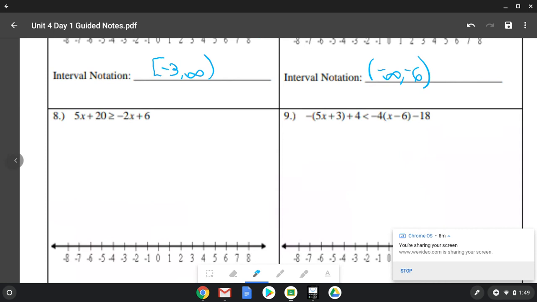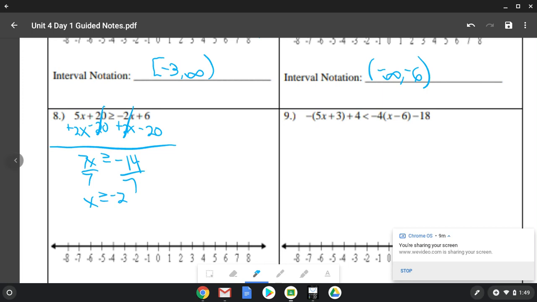Number 8, we would move all of my numbers to one side, all of my variables to the other side. So now we moved the numbers and the variables. So now we get 7x is greater than or equal to negative 14. We divide by 7 to get the variable by itself, and we get negative 2. We don't flip the sign there. I know there's a negative on top. We only flip the sign if there's a negative down below, if we're dividing by a negative.